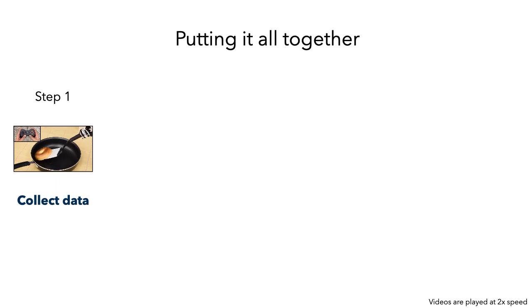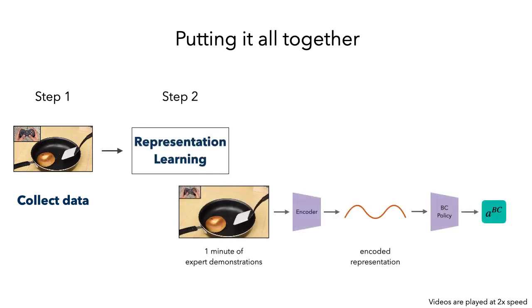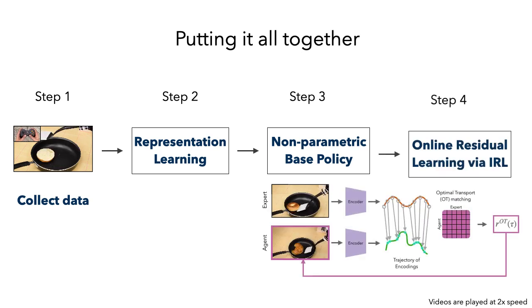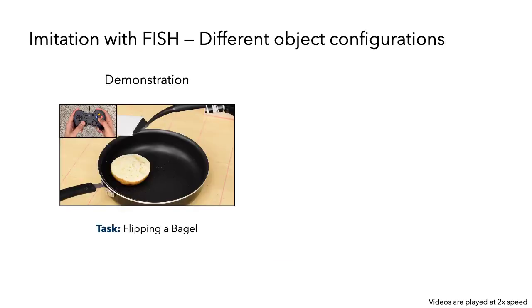So let's put it all together. We start by collecting a minute of expert demonstrations and perform representation learning on the demonstrations using behavior cloning. The encoder from the trained BC model is used to obtain a non-parametric base policy, on top of which corrective residuals are learned using optimal transport based inverse RL.